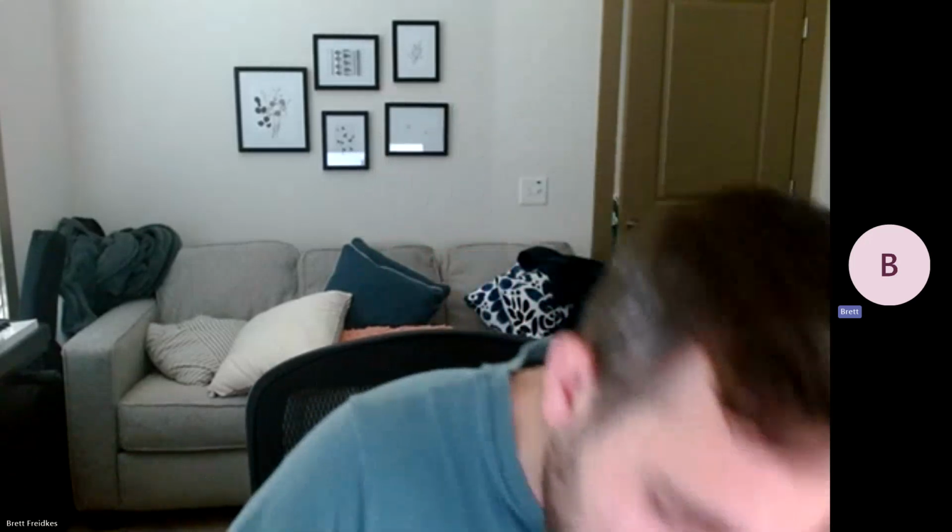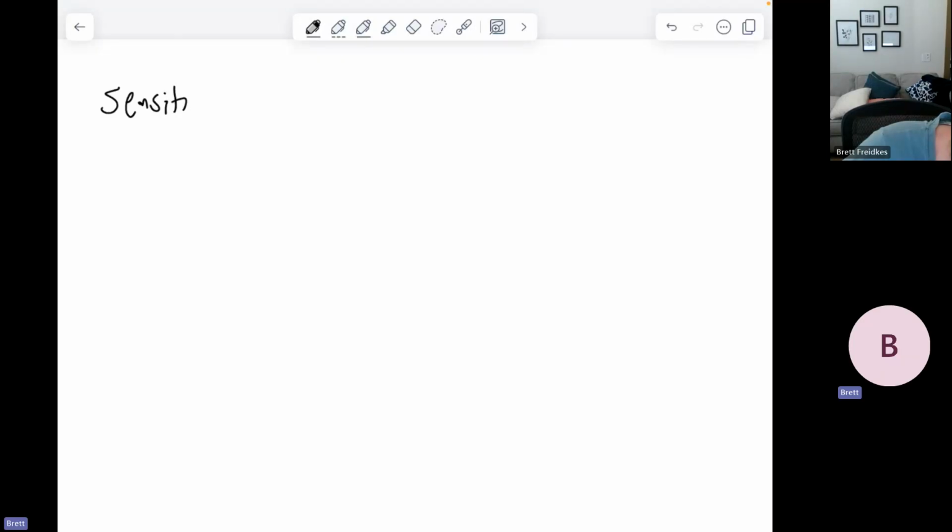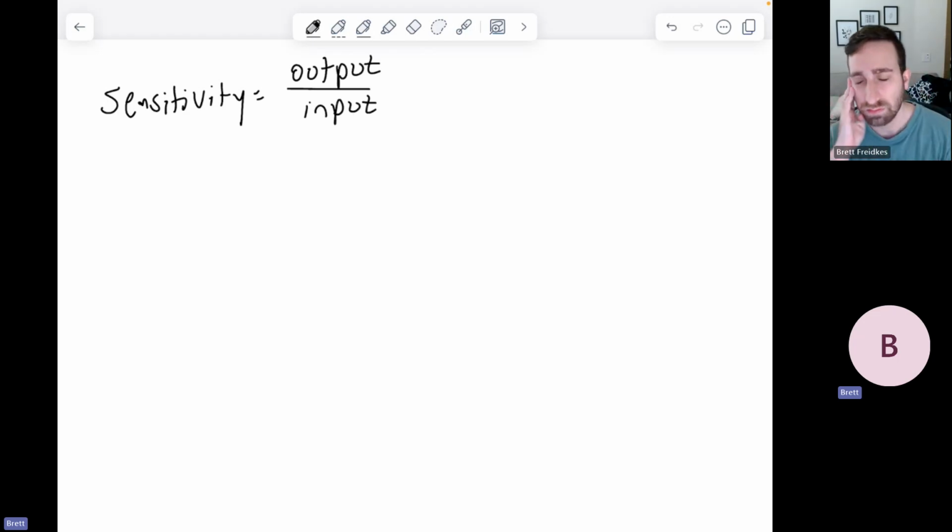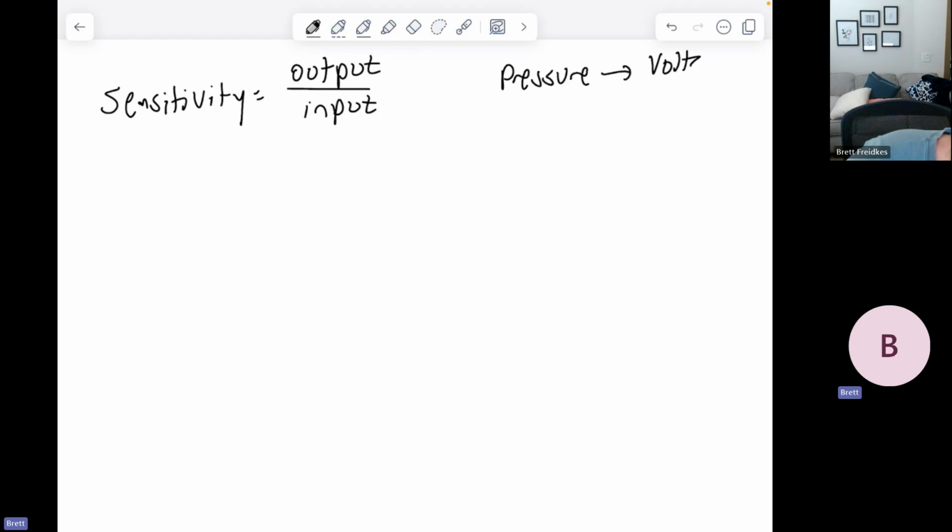So I wanted to make a video that talks about the concepts of sensitivity. And as we've mentioned in class, sensitivity is the ratio between some input and some output. We'll have output over input. So I might have some pressure input that's causing some moving part to deflect, and that will create an electrical output. So we'll have, let's say, pressure as the input, and then that will produce some voltage output in the electrical domain.